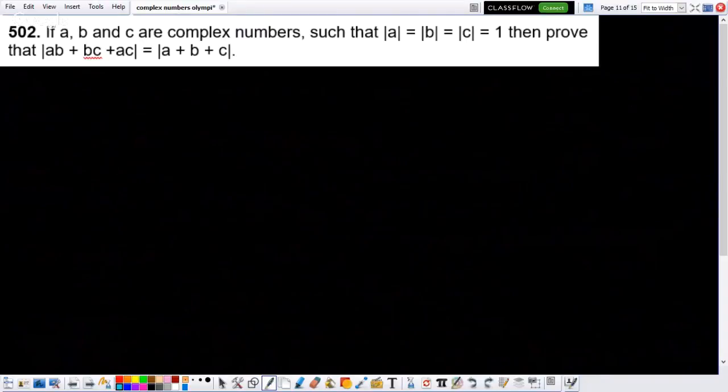Here, A, B, C are complex numbers such that the module of A, module of B, module of C is equal to 1. Then prove that the module of AB plus BC plus AC is equal to the module of A plus B plus C. If the modules are 1, how to prove this one? Firstly, I need to mention this one again.